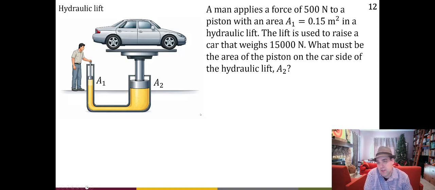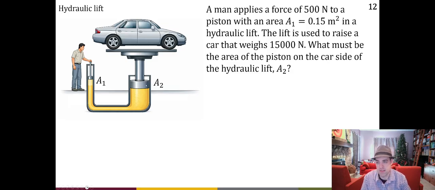So let's use this to calculate some forces here. Here I have a very simple depiction of a hydraulic lift. It's that same U shape of liquid here. Let's say this mechanic is pushing down with a force of 500 newtons onto this piston, and this piston has a cross-sectional area A. That's the area of the piston here. On this side, we're trying to lift this car, which is 15,000 newtons. And I want to calculate what the area of this piston must be in order for him to accomplish this.